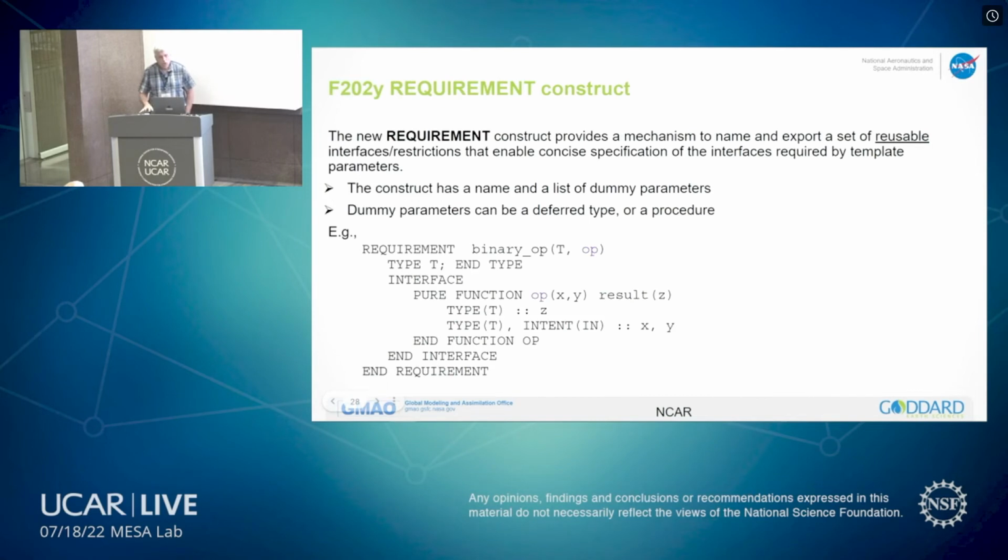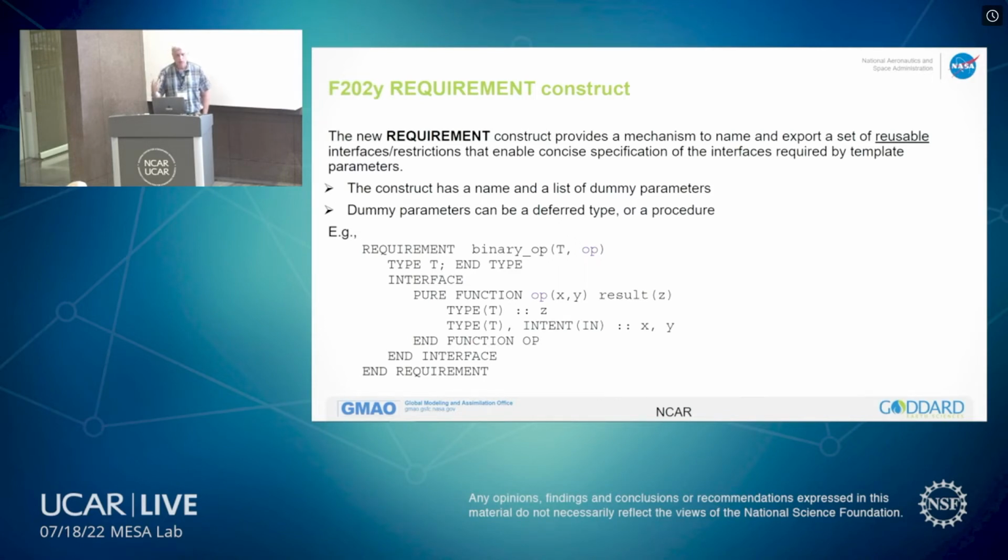Okay, to go along with all of this, these are not as crucial of features, but we think that they're fairly nice enablers. Two more capabilities. The first of these is the requirement construct. This is a way to give us a reusable mechanism for interfaces that are going to appear in templates frequently.